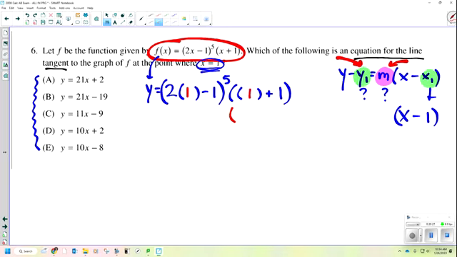1 plus 1 is 2. Okay. 2 times 1 is 2. 2 minus 1 is 1. Okay. And 1 to the power of 5 is still 1. Okay. So if I did this right, my y should equal 2. So now I have the second part out of the 3 that I need.